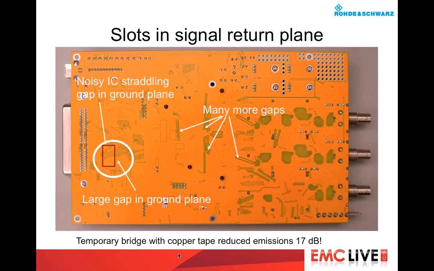Here's an actual example of a board that I worked on a few years ago. Circled is a gap that is right underneath a digital memory chip, and by bridging that gap with a piece of copper tape, we were able to reduce the emissions by 17 dB, just that one change on the board. What was happening was the return currents were being forced around that gap and coupling into that I/O connector just to the left of the circle. And so anything plugged into that connector would radiate.